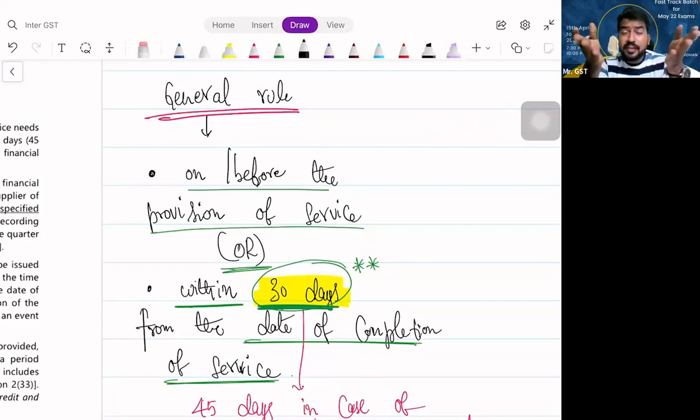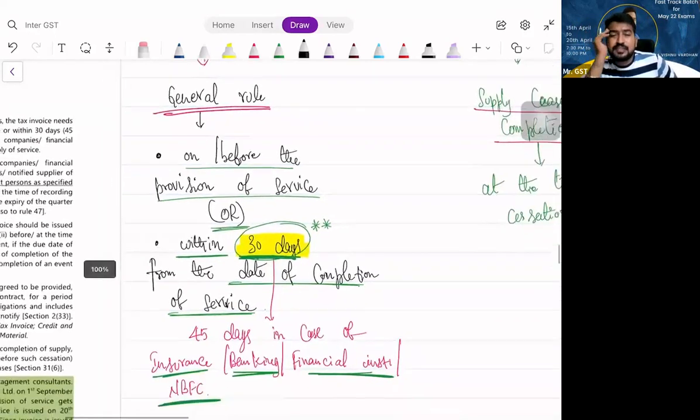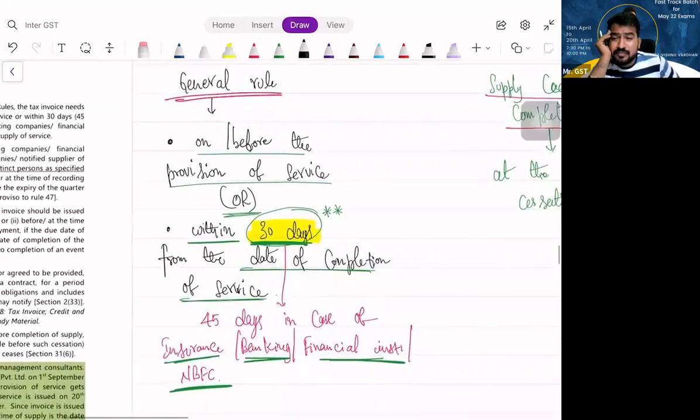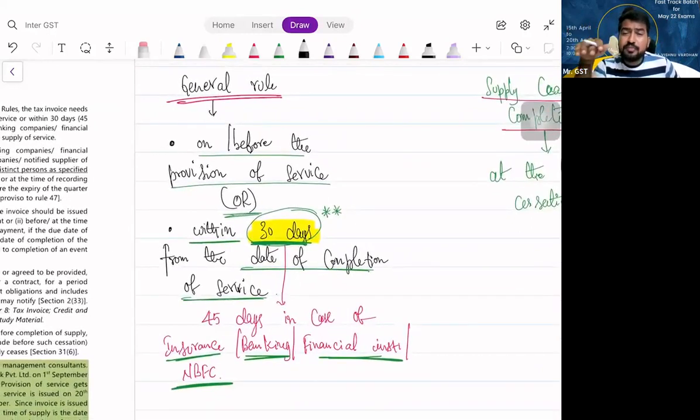If you are a banking company or a financial institution or an NBFC or an insurance company, you get 45 days. So what is the general rule, my dear friends? Sir, I am providing service. Within 30 days from the date of provision of service, raise the invoice. If you are a bank or financial institution or NBFC or an insurance company, you take 45 days. No problem. There is the time limit. Clear?